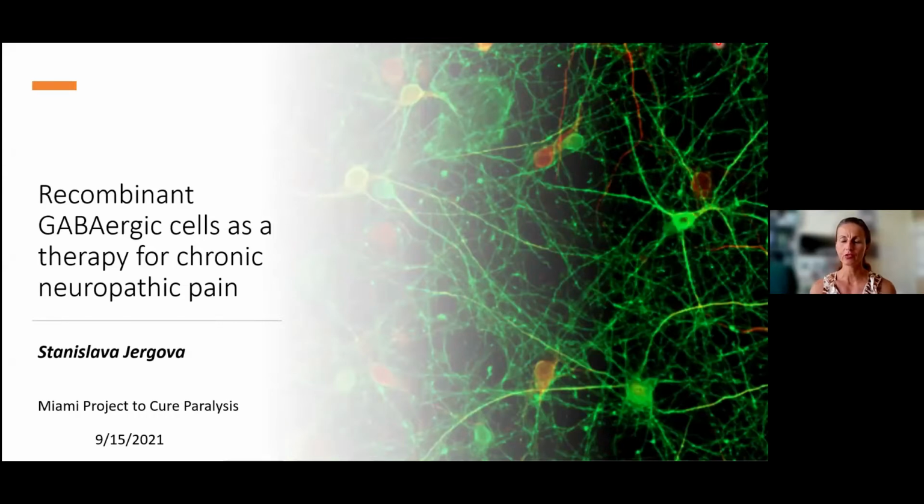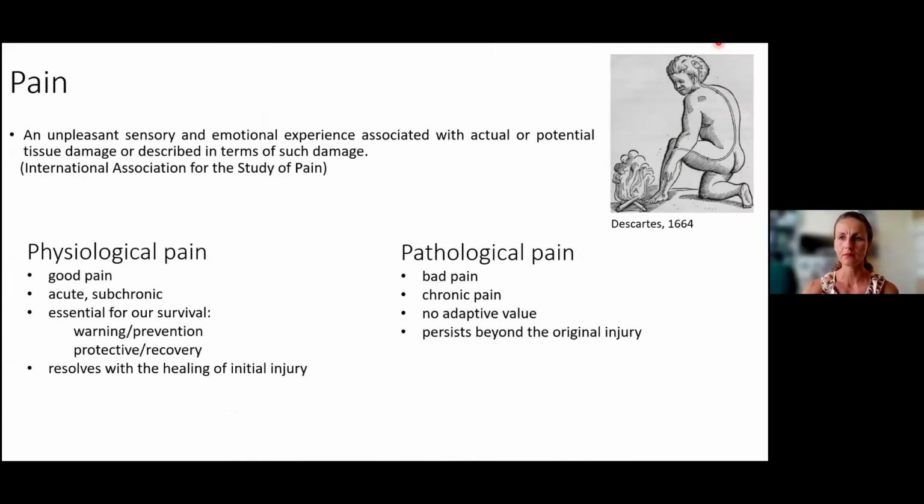I'm a senior research associate in Dr. Sagan's lab, and I will be presenting you our results with the recombinant GABAergic cells used as a treatment for the chronic pain.